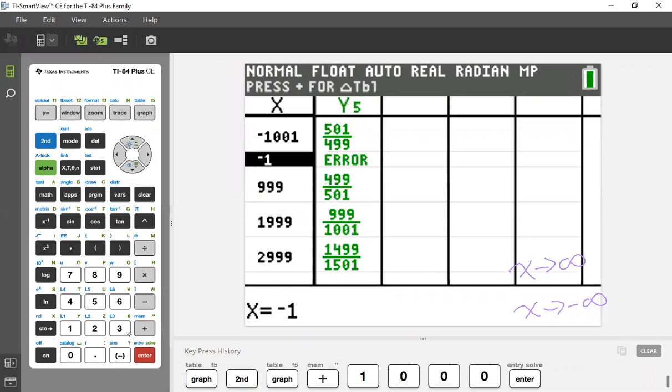1,000's a big number, right? If I had $1,000 in my pocket right now, I'd be really happy. So look at how this thing jumps up. Now look at your y values. Well, 501 over 499. Well, that's about 1. The next one, 499 over 501. Well, that's about 1. So what do we have here? As x goes to positive and negative infinity, these values are going to go towards 1.